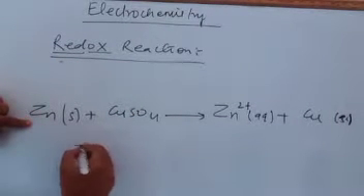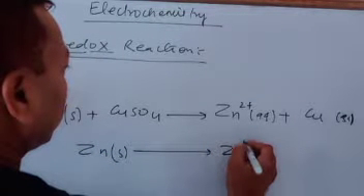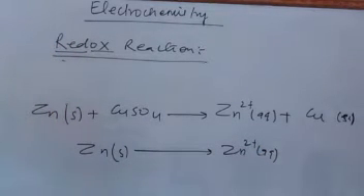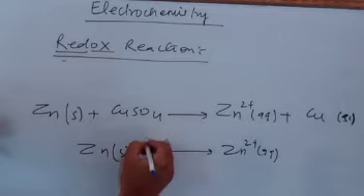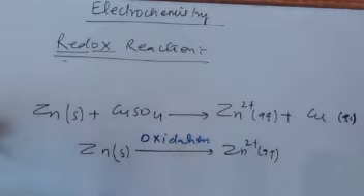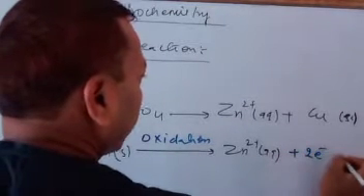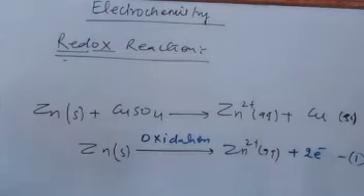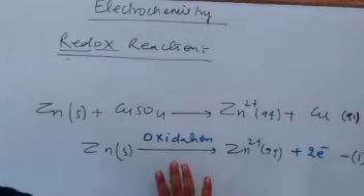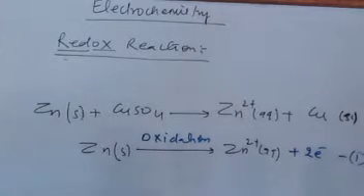See the first half reaction: zinc solid is converting into zinc ion aqueous. This first half reaction is an oxidation reaction, due to de-electronation. Loss of electrons takes place; 2 electrons are lost, and zinc is oxidized into zinc ion.